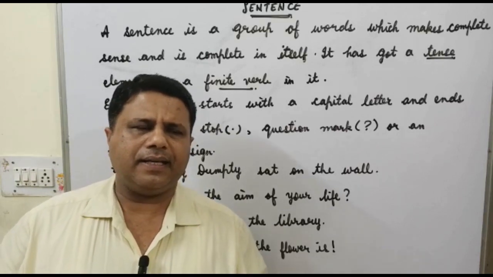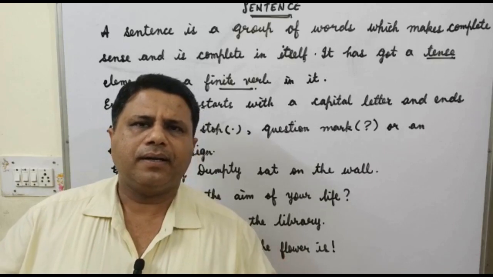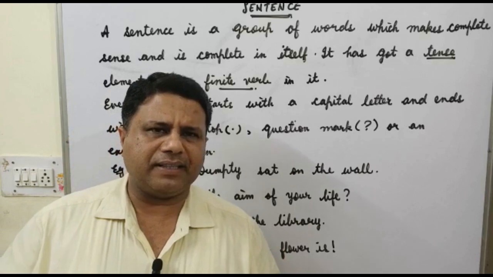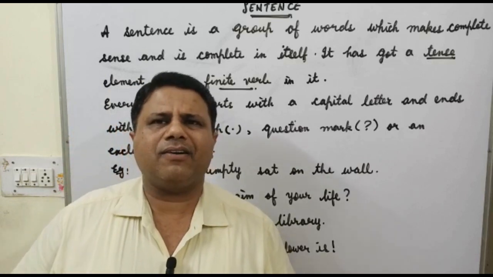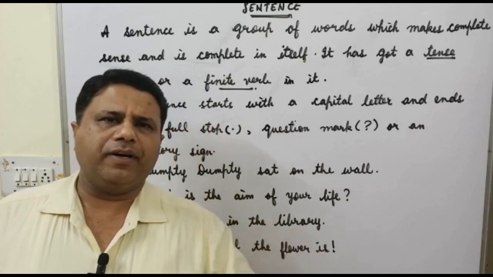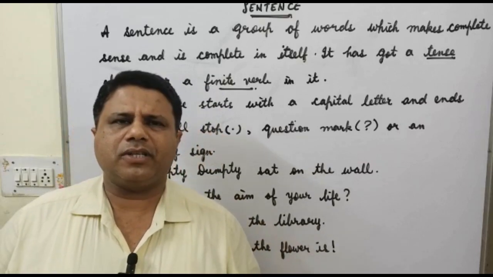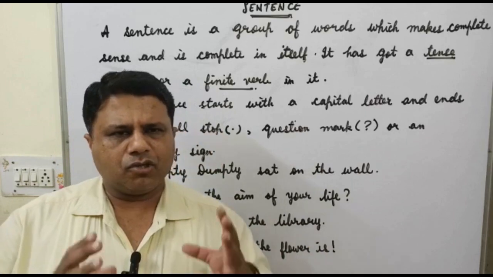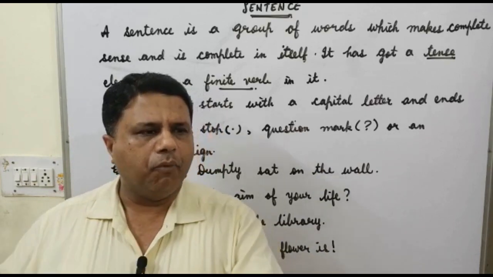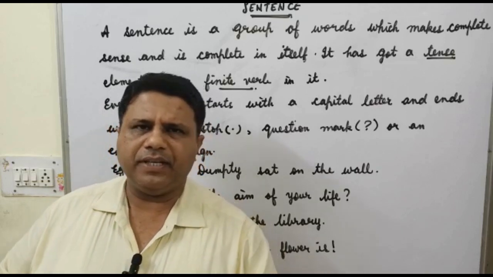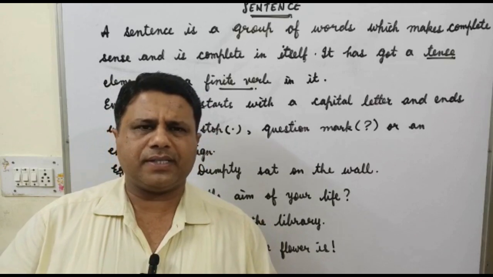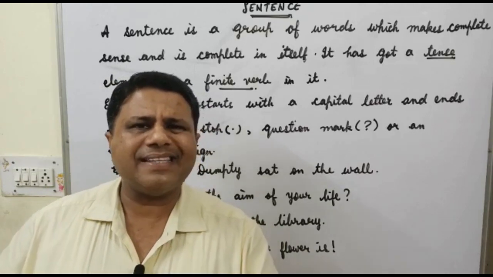So when we talk about a finite verb or a tense element, what do I mean? Tense element means that time and verb both are clear. Suppose the verb is there but the time is not clear, then it cannot be called a tense element. Or the time is clear and the verb is not clear, then also it is not called a tense element. So when I say tense element, it means verb plus time both. So I repeat the definition of a sentence again. A sentence is a group of words with one tense element.